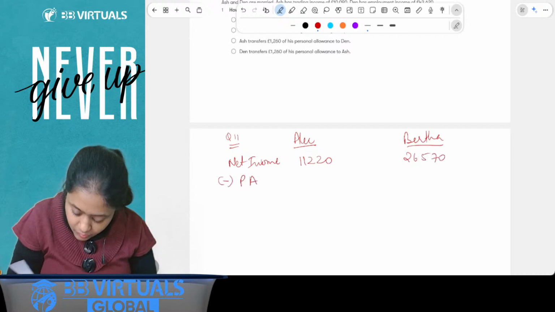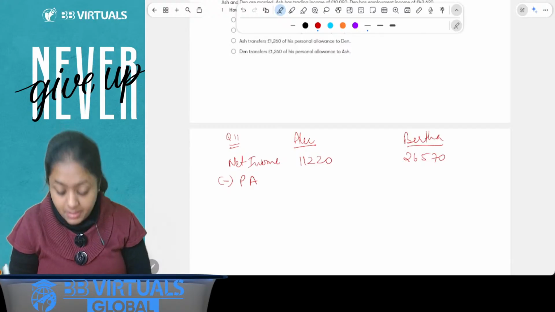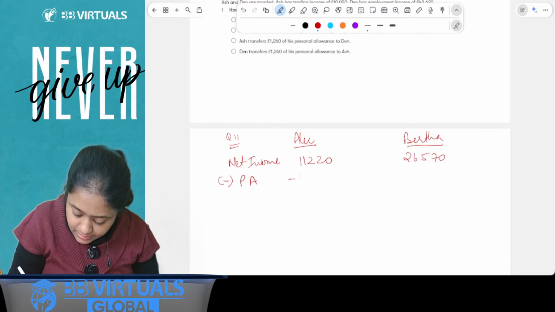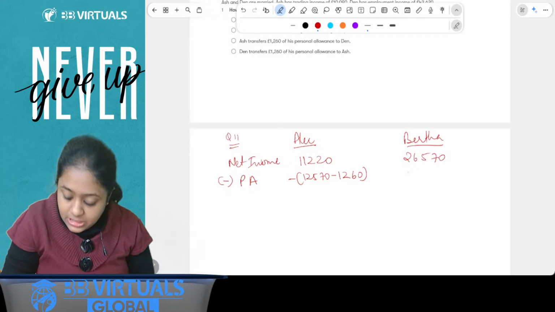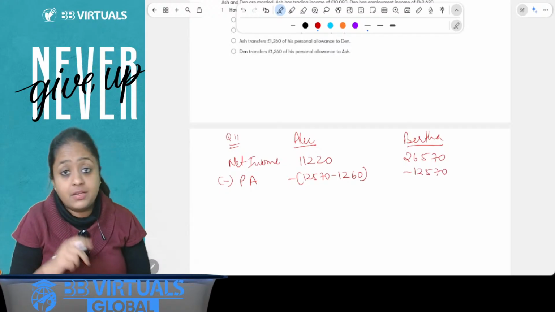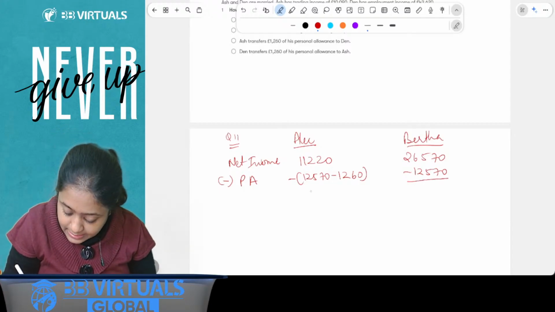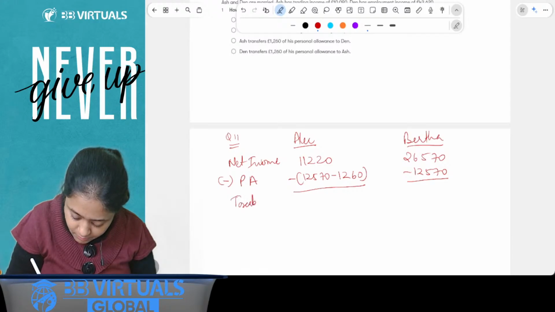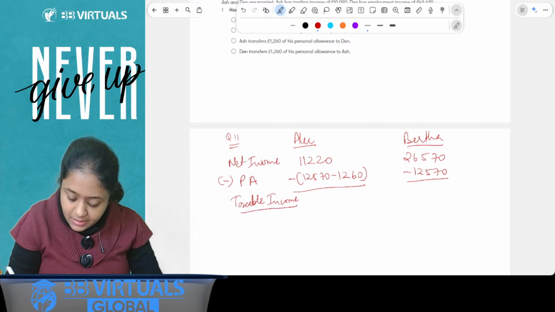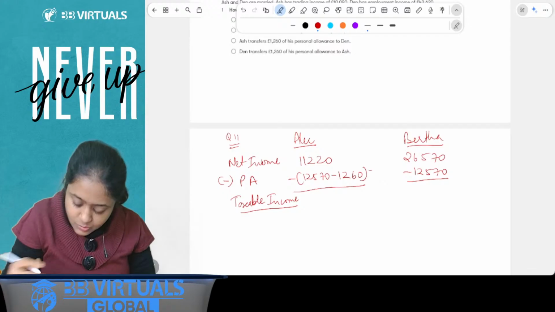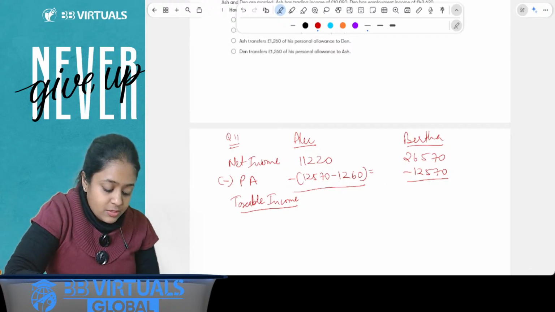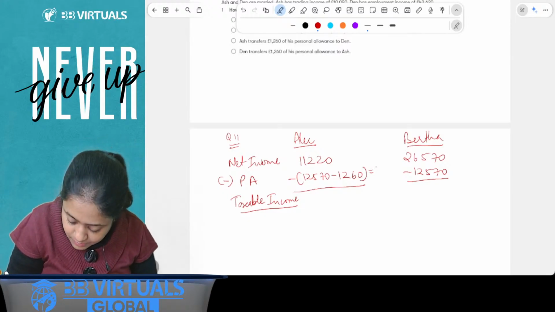Less PA. Now you know that Alec has opted to transfer PA. So the PA that is going to be available with him will be 12,570 less 1260. And she will get full PA of 12,570, no addition to PA here, because she will get a tax reducer. So now let's get the taxable income. This is going to be 12,570 less 1260. We get here 11,310.